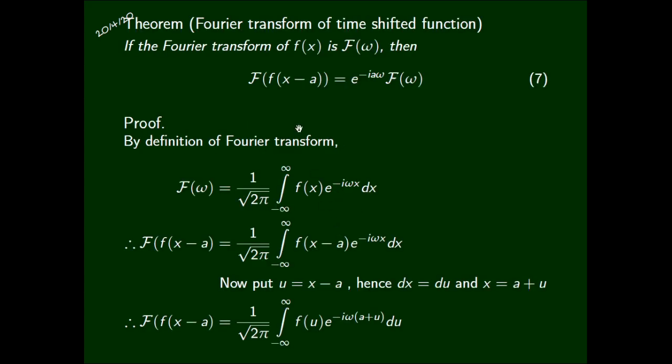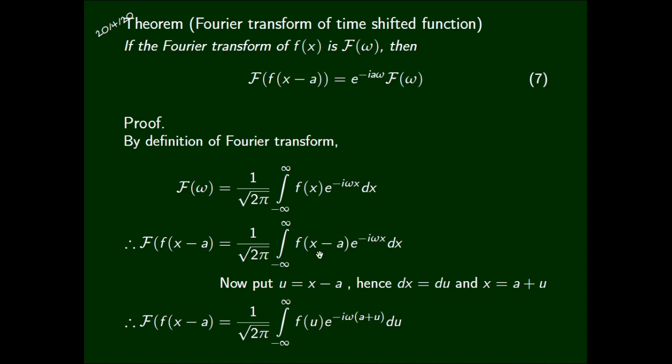So we start from the definition of the Fourier transform. By the Fourier transform, f bar of omega is equal to 1 by root of 2 pi integral minus infinity to infinity f of x e raised to minus i omega x dx. So instead of f of x, I put f of x minus a. The Fourier transform of f of x minus a is equal to 1 by root of 2 pi integral of f of x minus a e raised to minus i omega x dx.